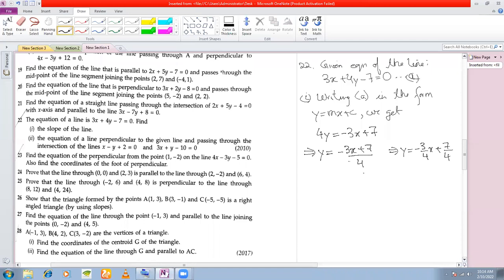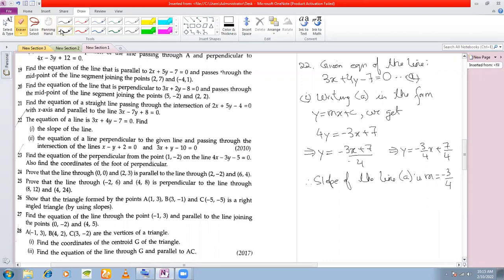This is of the form y is equal to mx plus c, and what is the coefficient of x here? Minus 3 by 4. So therefore, the slope of the line A is m is equal to minus 3 by 4. Okay, so that answers the first part of the question.